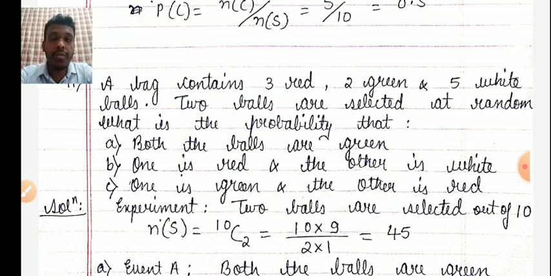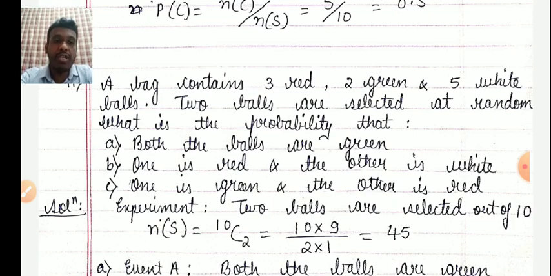So the total number of combinations is nC2, where n is the total number of items available, and this 2 at the bottom represents the number of items you are taking at a time. So this becomes 10C2, nCr, and it is given by 10 into 9 divided by 2 into 1. How this comes, I have explained in a previous example.